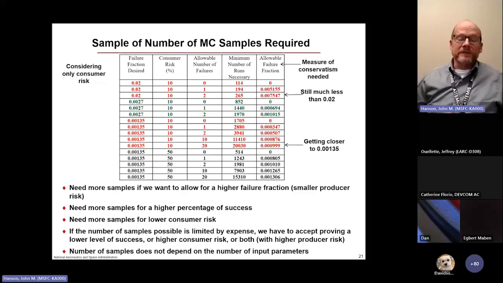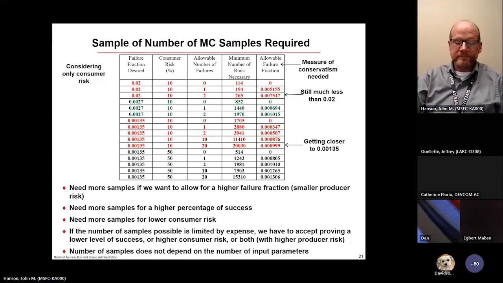If the number of samples that we can do is limited by the expense, by the computational time needed, then you have to accept either proving a lower level of success or taking a higher consumer risk, or both. But you would then have a higher producer risk. So you might have to design more conservatism in to make sure that you cover for it. And as I've mentioned before, the number of samples does not depend on the number of input parameters. This works for the generic case. As we add input parameters, we don't have to change this.